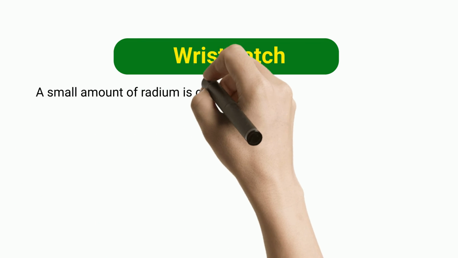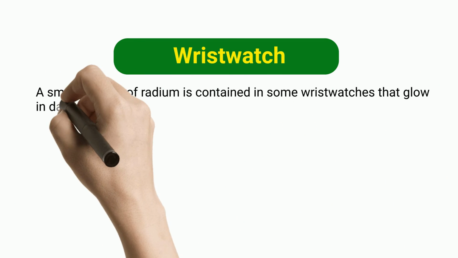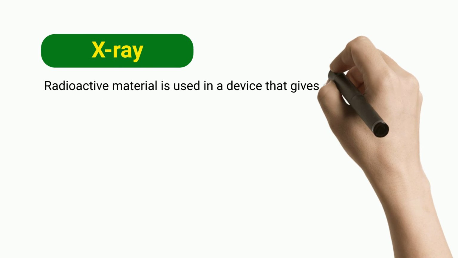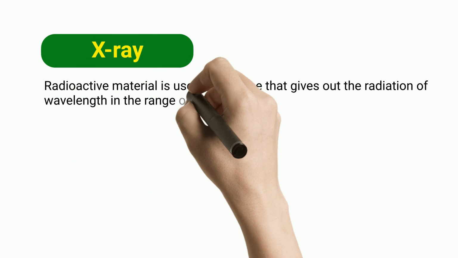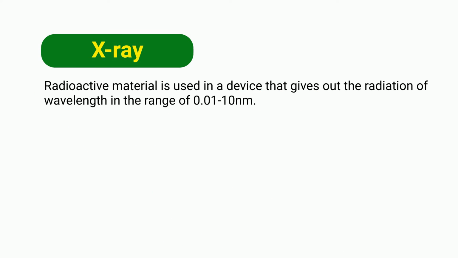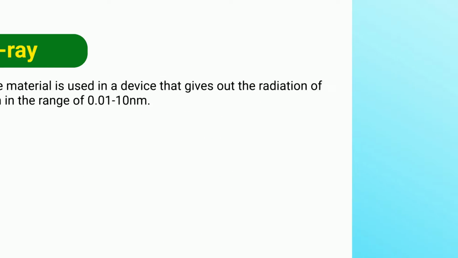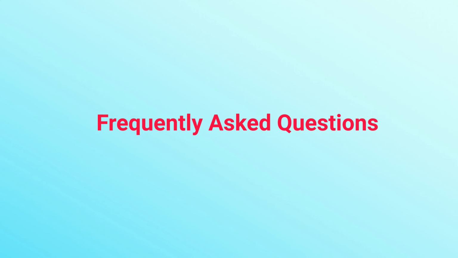Wristwatch. A small amount of radium is contained in some wristwatches that glow in dark. X-ray. Radioactive material is used in a device that gives out the radiation of wavelength in the range of 0.01 to 10 nanometers.